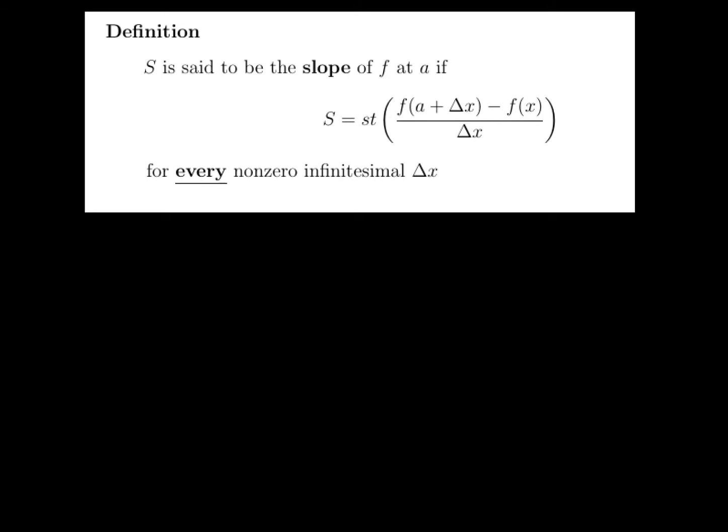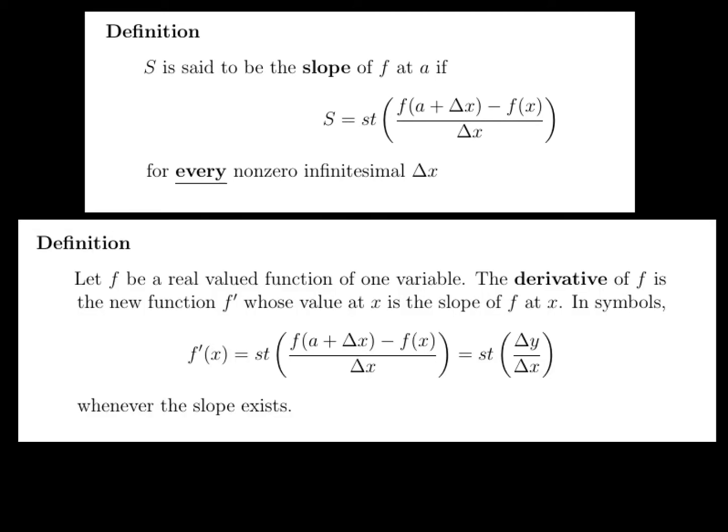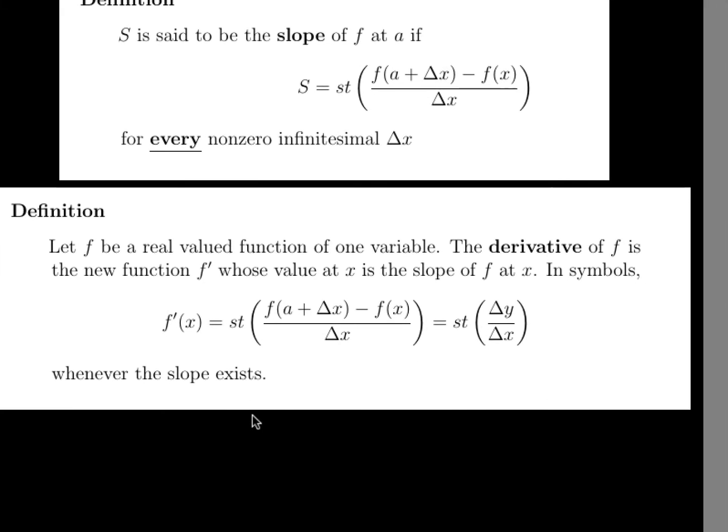And we can extend this idea. Instead of having to do it for every point, like we did in the last example, we can create a new function that returns the slope of the function at any given point. So the derivative of f, which we note with f prime, returns the slope of f at the given point x. So in symbols, f prime of x is the standard part of f of x plus delta x minus f of x divided by delta x, which we can simply think of as the standard part of the change in y over change in x, again, assuming that that slope exists.